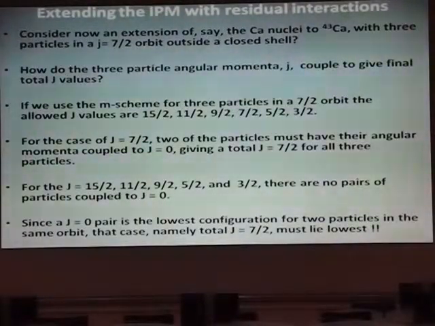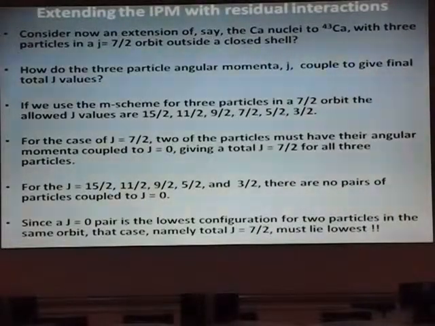Now let's consider these different cases. Suppose the total angular momentum is 7/2, total angular momentum of all three particles combined. If the angular momentum of all three particles is 7/2, it means the angular momentum of 2 of them must have coupled to 0. Right? I've got 3 that add up to 7/2. That means that 2 of them have to couple to 0. For all the other cases, 15/2, 11/2, 9/2, 5/2, and 3/2, there are no pairs coupled to 0.